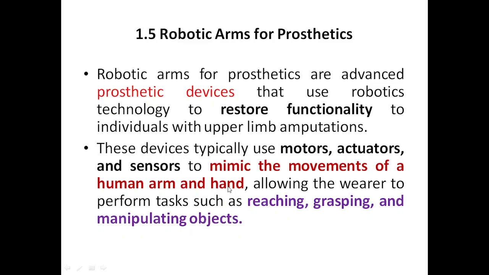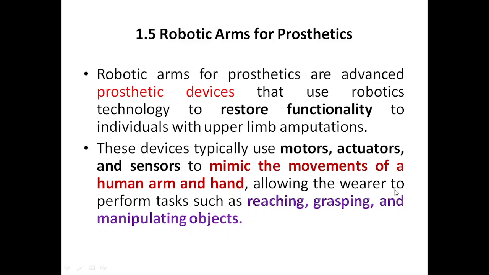Why? Because our arm or hand has particular motors, in the sense that the muscles will act as motors, whereas for actuation, again the muscles will act through contraction and relaxation. So that is done by the actuators. And our skin takes up the sensing. That's why we need sensors to mimic the movement of the human arm and hand.